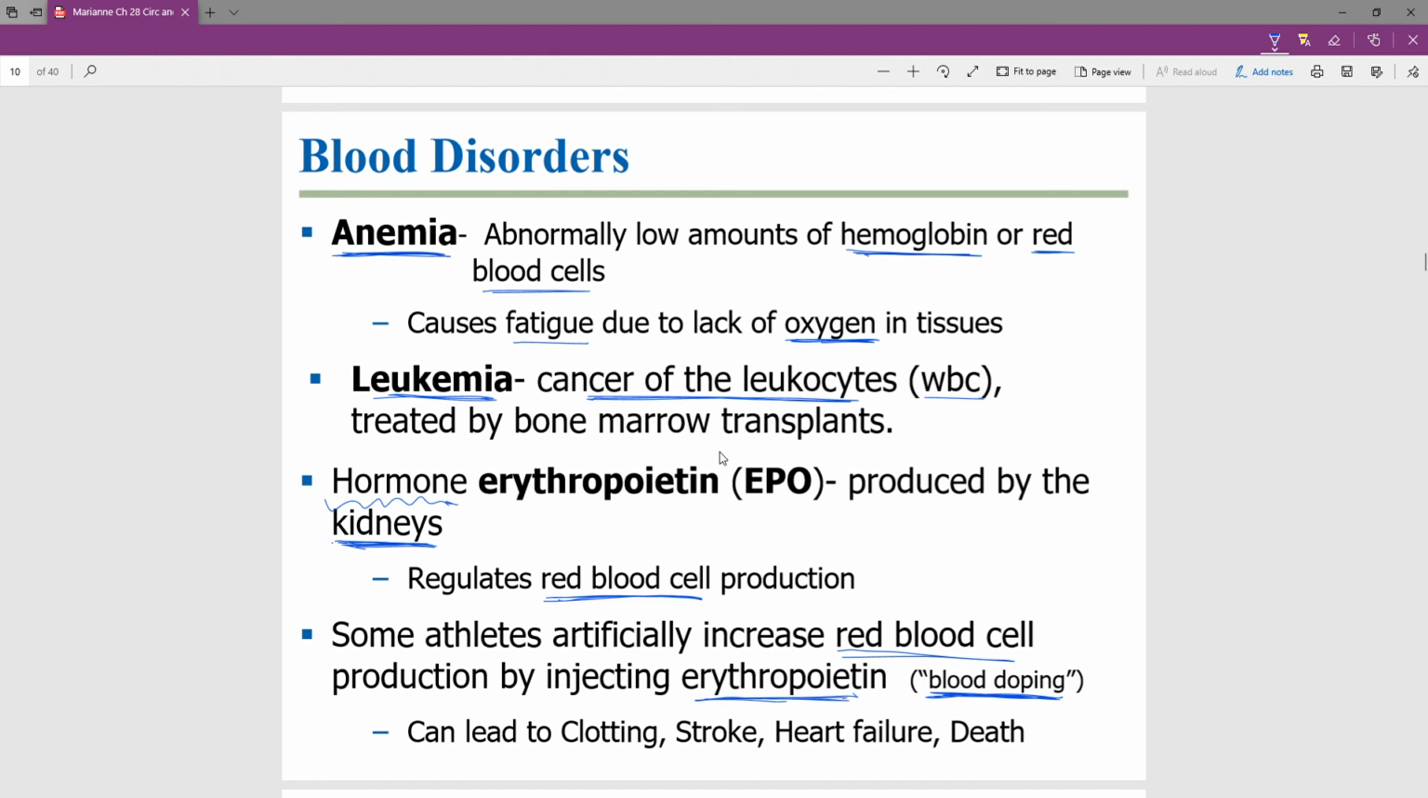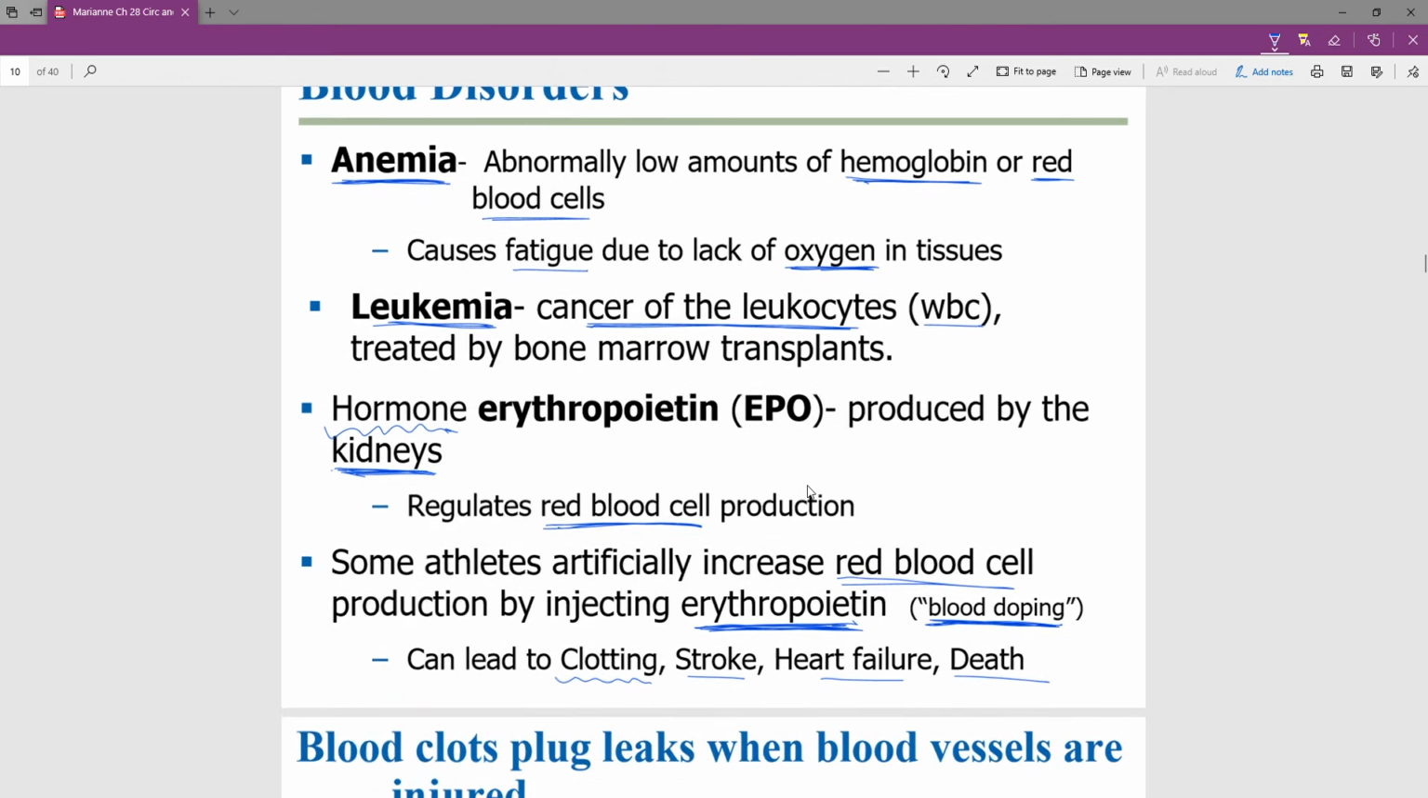There's a lot of danger to this. Obviously, you are going to have that increased ability to deliver oxygen to your tissues, but you're also going to have an increased risk of clotting. And that could lead to stroke or heart failure or even death. I think the most famous blood doper is probably Lance Armstrong. But that's what we're talking about here: using those red blood cells and exploiting their purpose to give people an edge with their athletics.